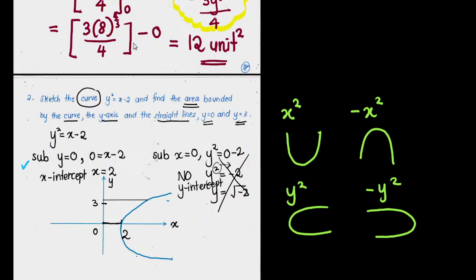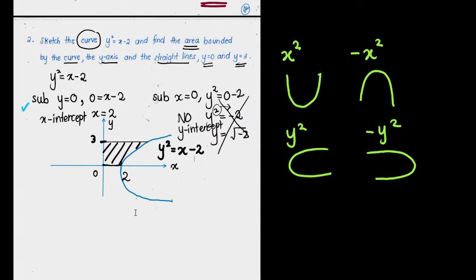Okay. So the 3, I just write a little bit on top. Okay, here the 3. Alright, so it's from 0 to 3. That means this is the part of the area that we want to find. Okay, so this curve is y square equals to x minus 2 curve. You can just write it down first.